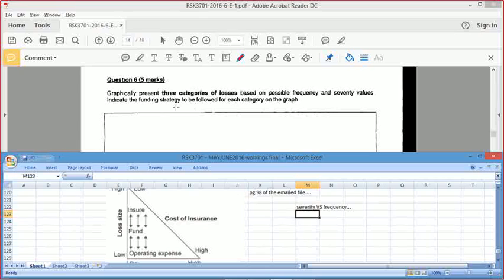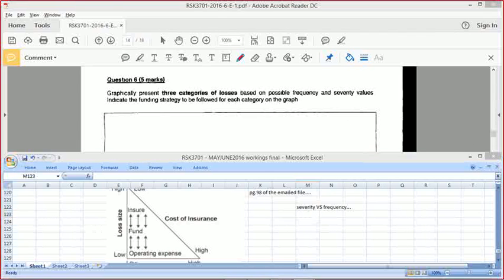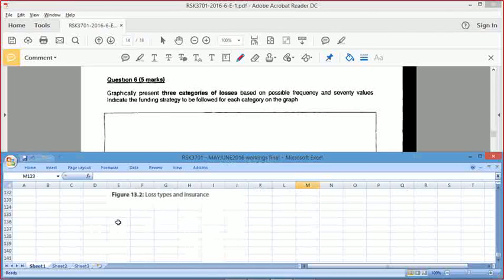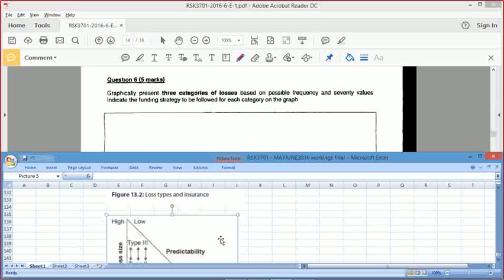All right, so they said graphically represent, they actually want you to draw that diagram based on the possible frequencies, which indicate the funding strategy to be followed for each category. Okay, so now here they also want the funding strategy as well, which is look at the cost of insurance. Okay, so there's predictability as well. There's another diagram here which is looking at the predictability. Okay, I would use that as well. If you can remember them, try use them as well.